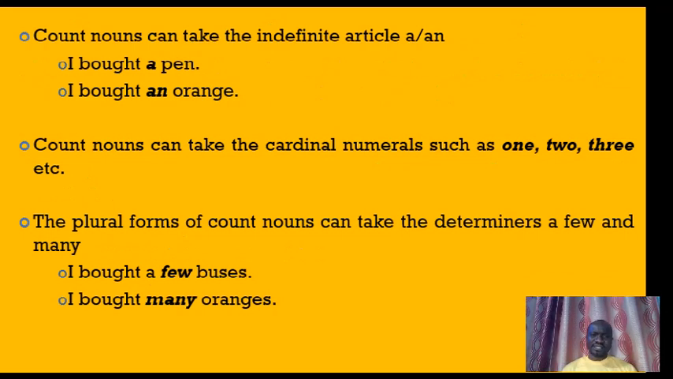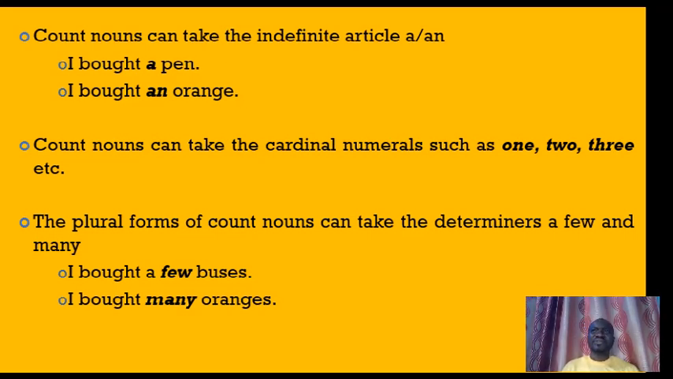Now let's take note of this. Count nouns can take the indefinite article a and an, but proper nouns cannot. My students, let's take note of this. Proper nouns cannot take an indefinite article like a or an. For example, I bought a pen. I can say that. So here, a pen is being used as what? A common noun. That is why we use a to refer to it. A pen. I bought an orange. Orange is a common noun. That is why we say an orange.